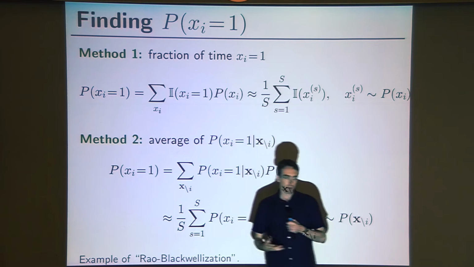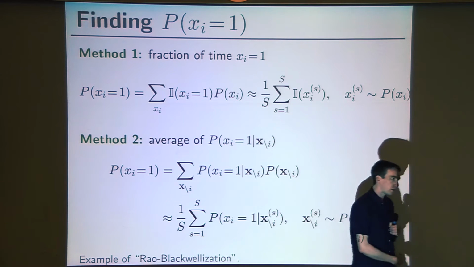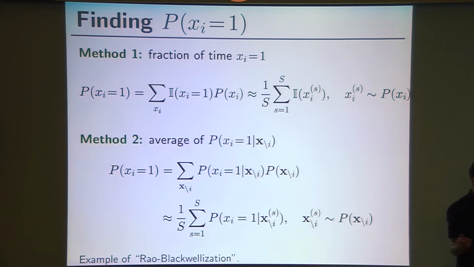I could get that by simulating a whole bunch of random images using MCMC, looking at that pixel and just seeing how often it's on. That's what the first equation says. I average under my samples the indicator function saying, is this pixel on? So if the pixel was on 7 times out of 10, I estimate the probability as being 0.7. That's the obvious way of doing it, but it's not the best way of doing it.